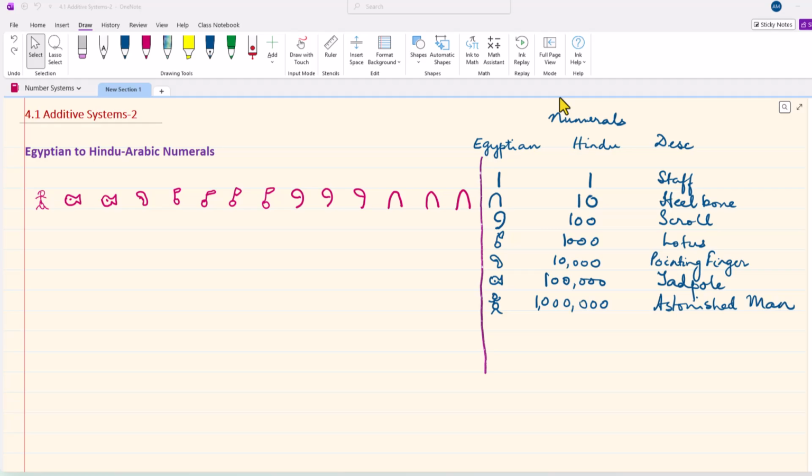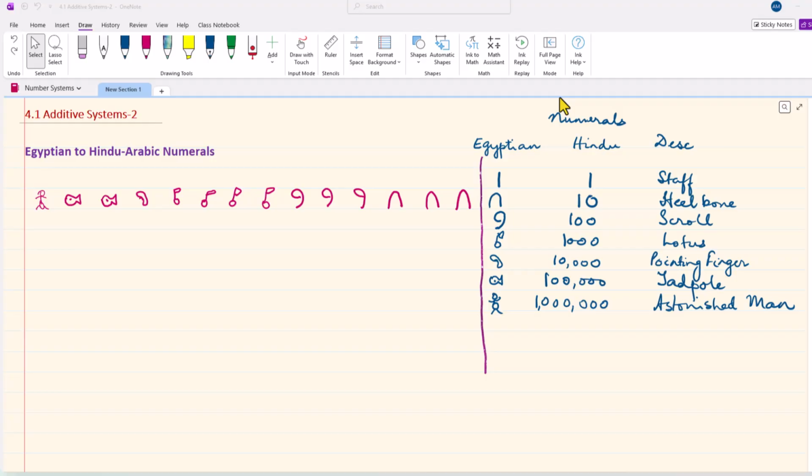The other thing is when you write out the numeral that you are converting, it's best to space them out. Please don't write the symbols one on top of each other because that's going to cause a lot of clutter and it's going to result in mistakes, errors, confusion.